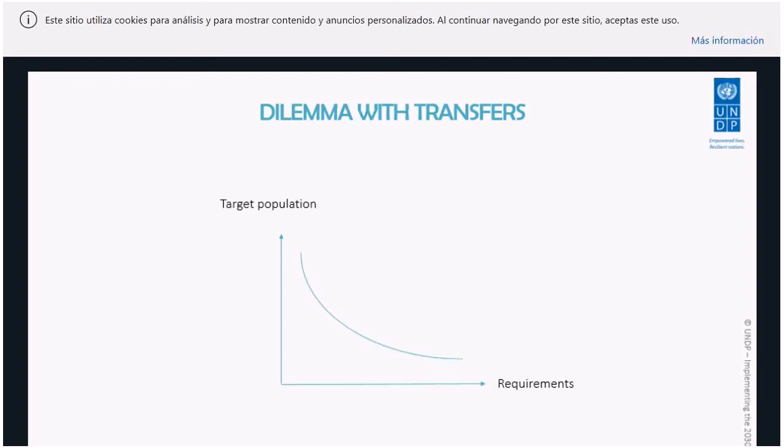So it is just about one requirement, which is being poor, right? So we can cover a lot of populations. If we measure the size of the population in this vertical axis, in this horizontal axis, we are talking about the requirements to be considered as a beneficiary of the transfer.